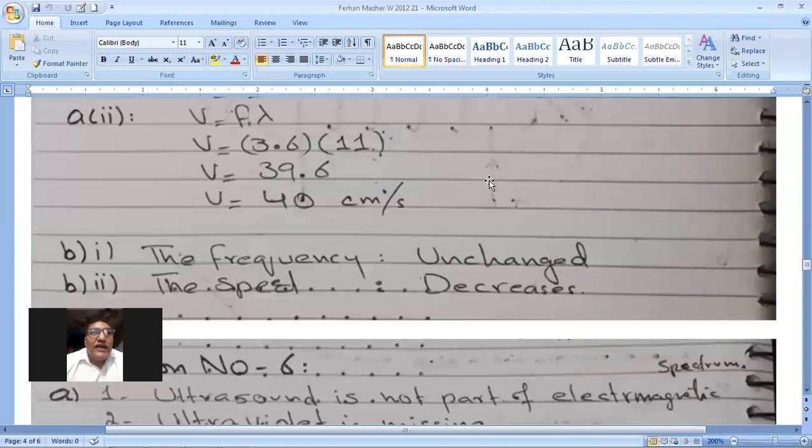So here I have done this on your screen. I hope you can see that V is equals to F lambda. V is equals to 3.6 multiply 11. The final answer is 339.6, which is approximately 40 centimeter per second. So this is the velocity of the wave in the deep water. I hope you understand.